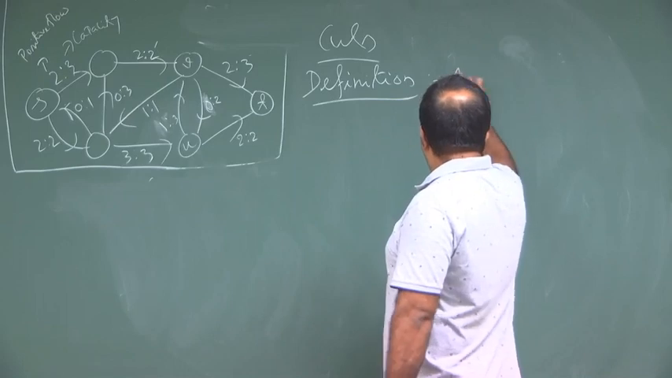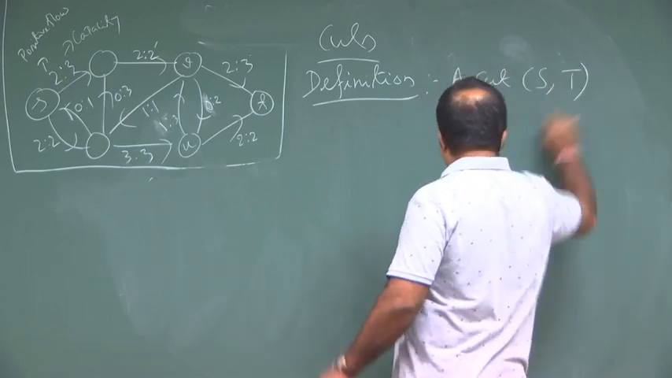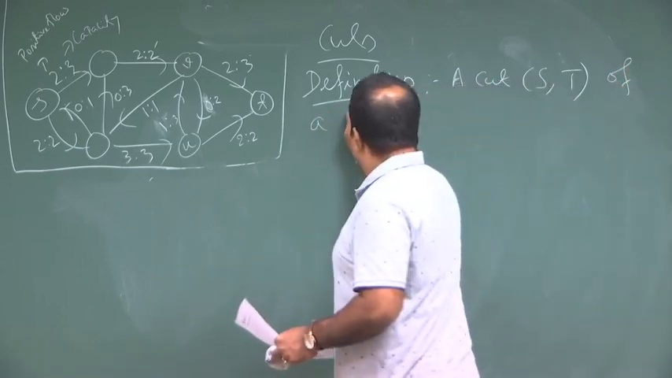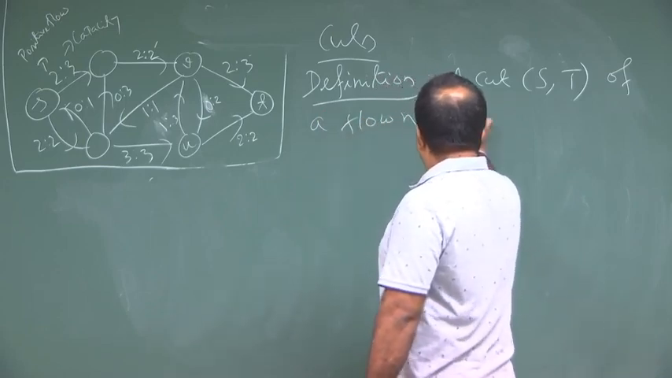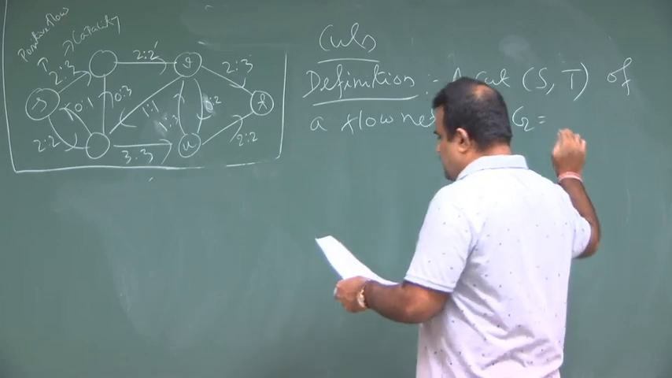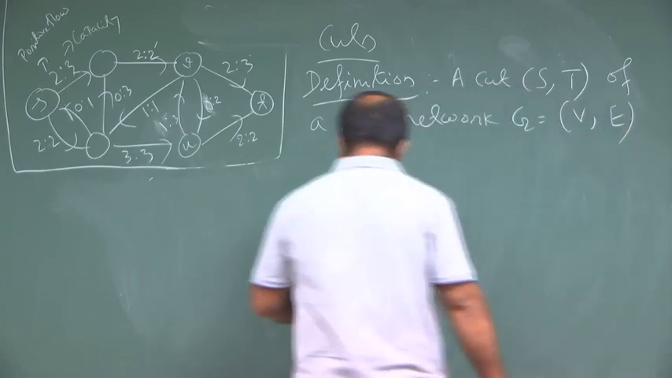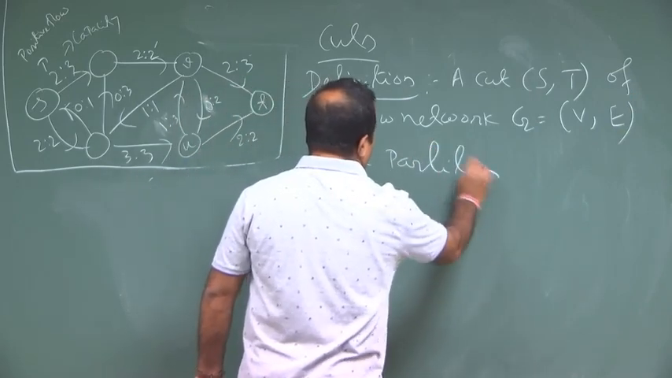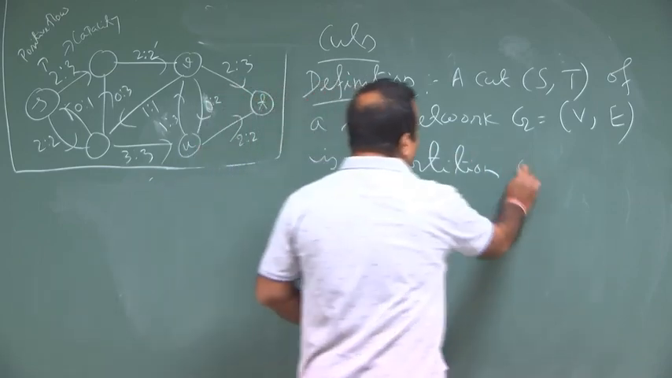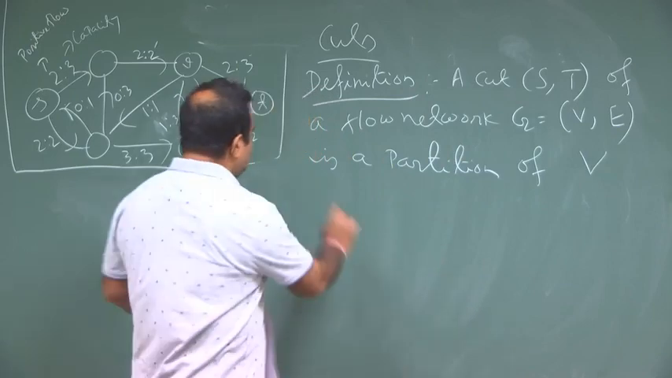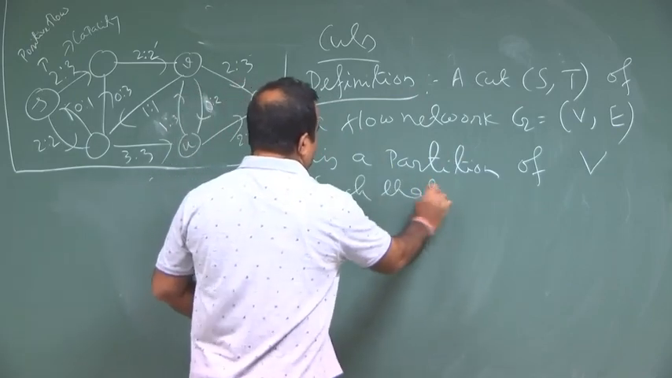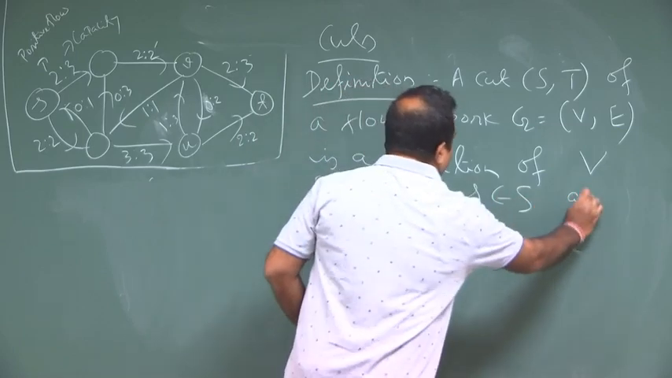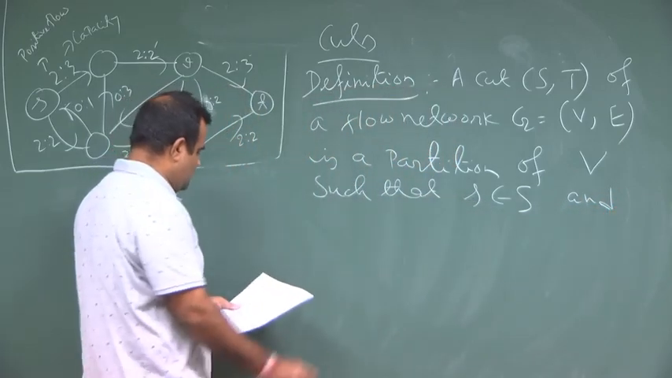So, a cut (S, T), this is to set S and T, capital S and T, of a flow network G, which is basically (V, E), is a partition of V such that the source belongs to S and the sink belongs to T.